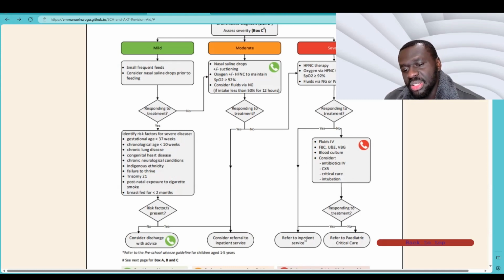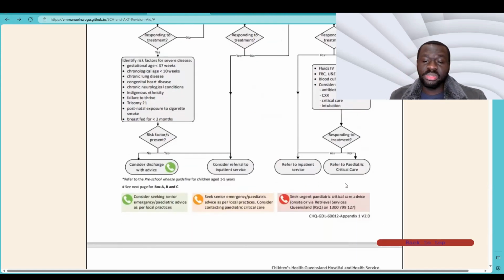If responding to treatment, yes, refer to pediatrics for observation and treatment on the ward. If not responding, refer to pediatric critical care, likely going to pediatric ICU, for respiratory and cardiovascular support.